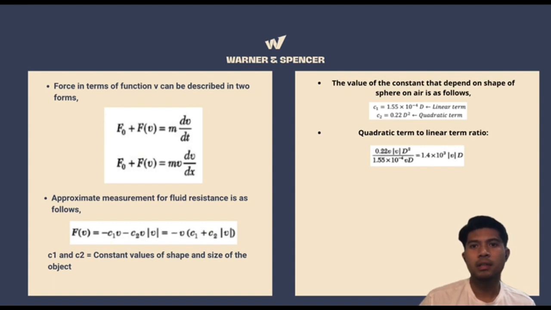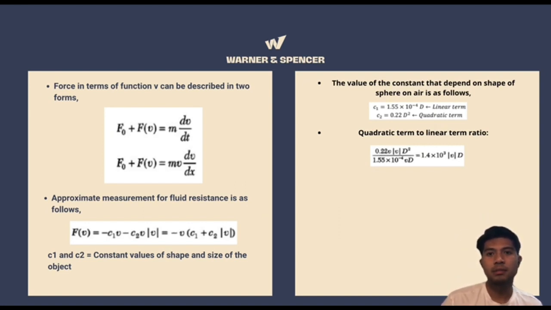So next, force as a function of v can be described in two forms, which is F0 plus Fv equal to m dv over dt. Second is F0 plus Fv equal to mv dv over dx.